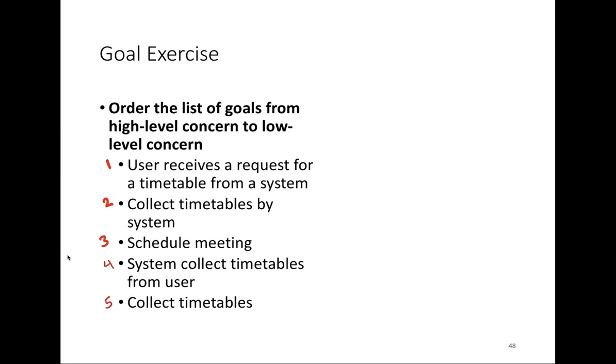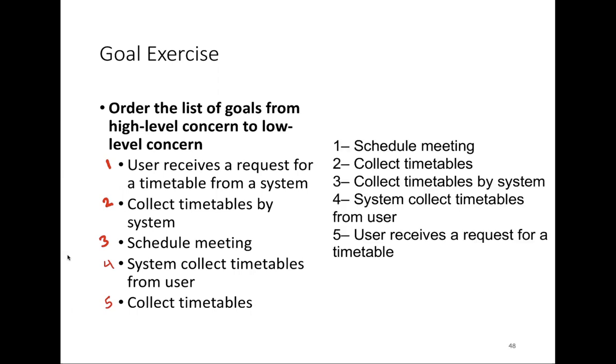If you look at this and try to come up with a list of goals from the high-level concern to the low-level concern, you will be surprised that we first have to do the schedule meeting, then try to collect timetables by the system, and of course, the system will then collect timetables from the users, and finally, the users will receive requests for the timetable. So it's very important to build a goal model to identify the high-level concern goals versus the low-level concern goals.